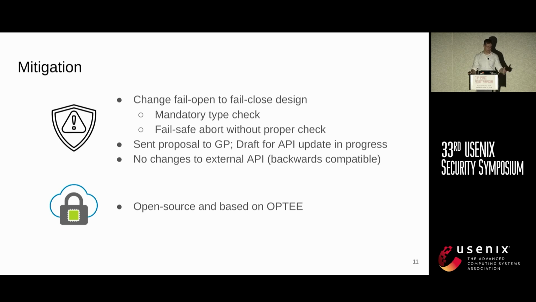So the good thing about our mitigation is that the changes we made don't affect the external API, so it is backwards compatible and should be easy to adopt for vendors. All of this is open source. You can find it in our GitHub repository. We based this on OP-TEE, which is one of the open source trusted execution environment reference implementations that you can find.